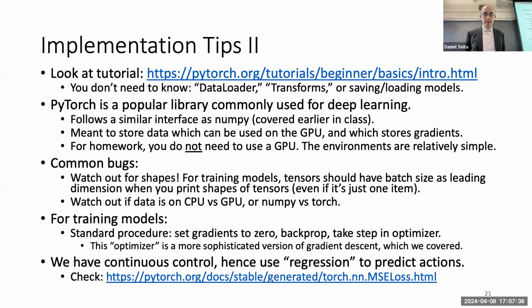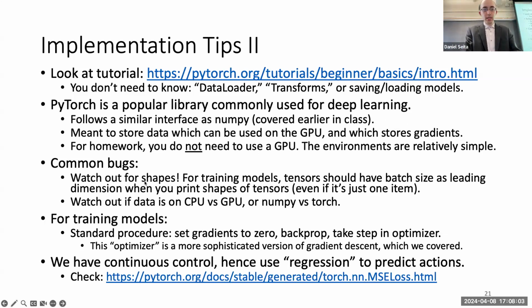Oh yeah, the tensor can also store gradients. If you print the torch tensor, you might see the gradient there. That happens when you call backpropagation, and then it stores the gradient for you. You need that in order to update your model.